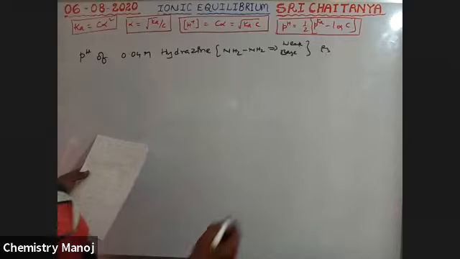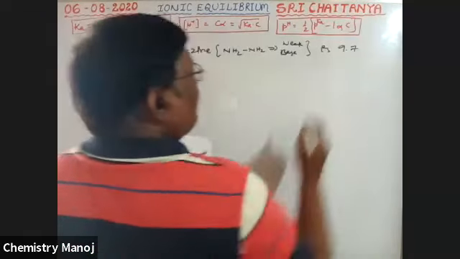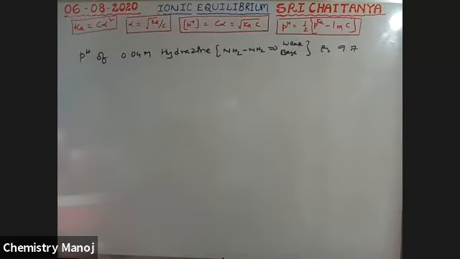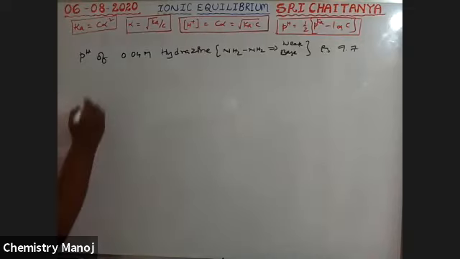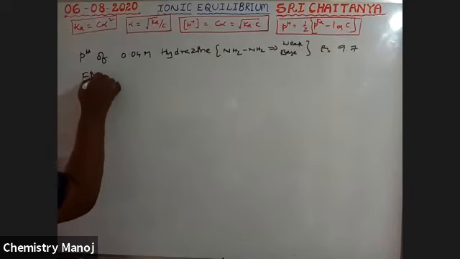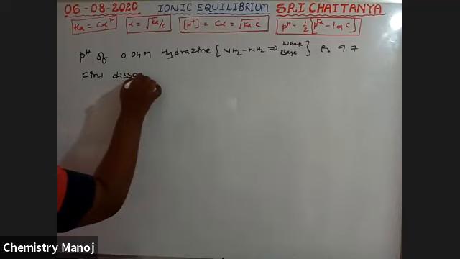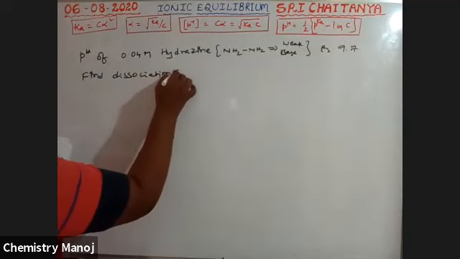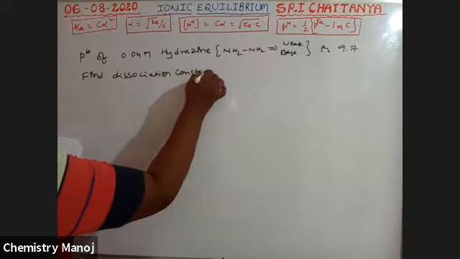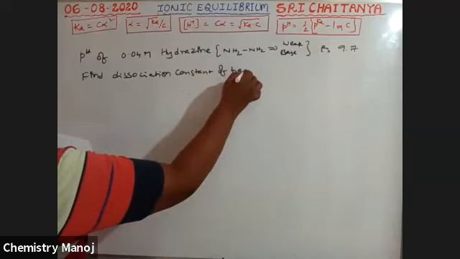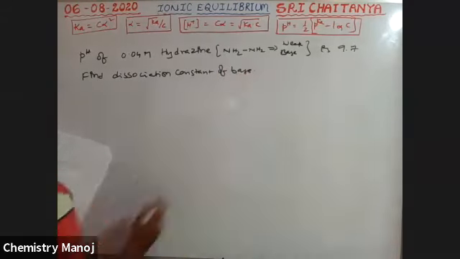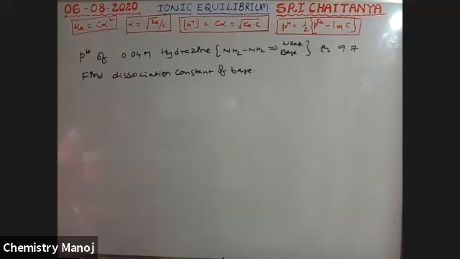The pH is 9.7. Find the dissociation constant of the base. Direct formulas, boys. Try yourself. Direct formulas. Try yourself. Puneet, please put your hand down.